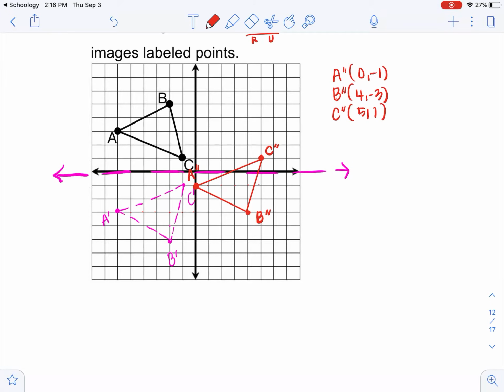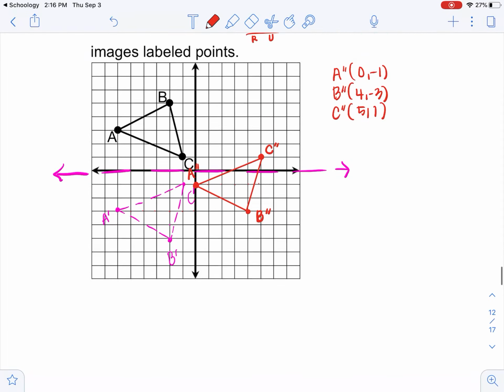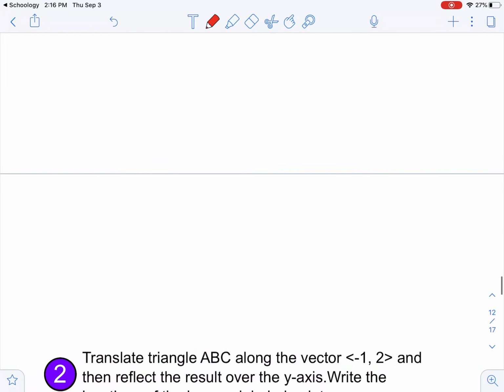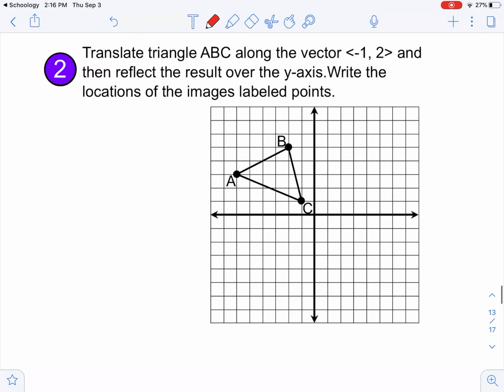Okay, let's move on to the next problem. This one says translate triangle ABC along the vector -1, 2, and then reflect the result over the y-axis. So we're going to start with our translation. Translate along the vector -1, 2. So let's do that. We're going to move it left and up.